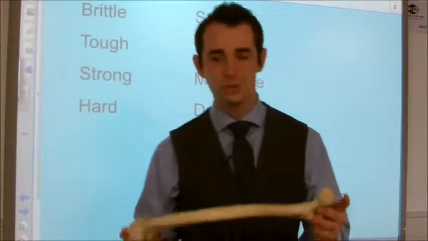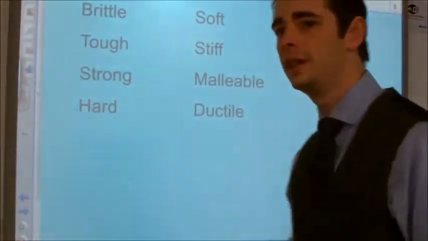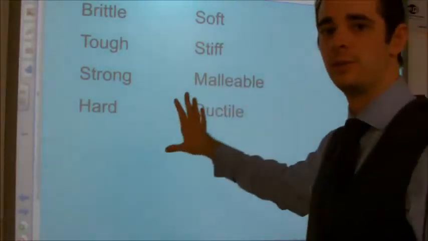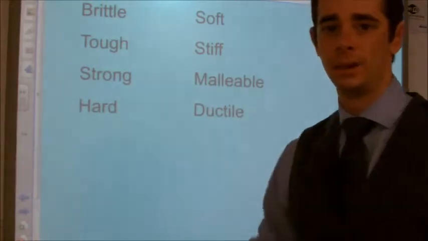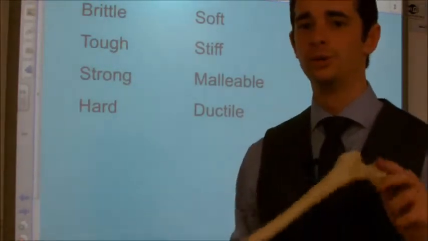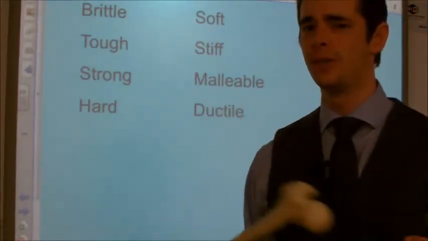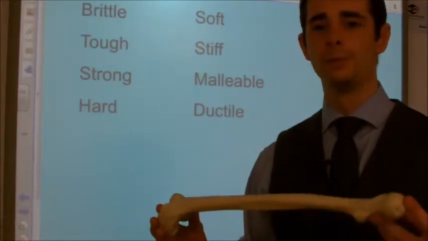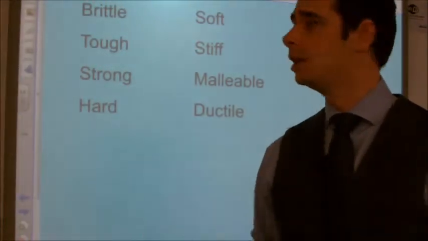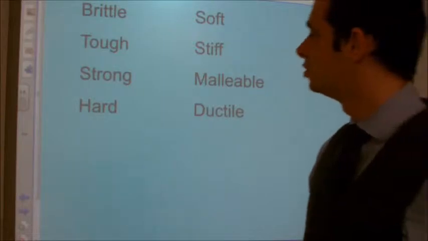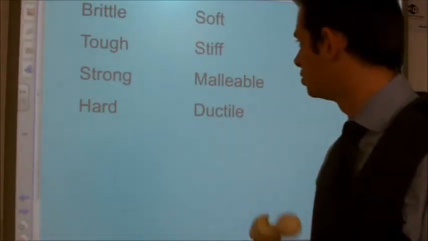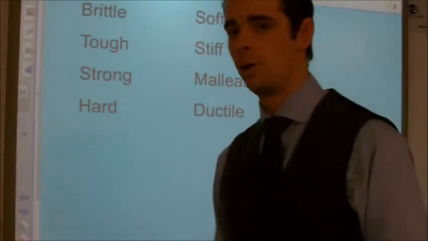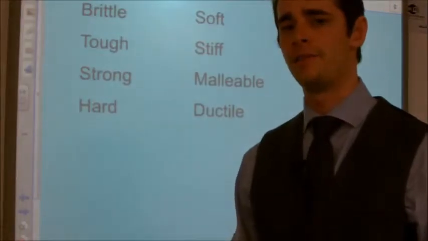I've got here a piece of bone. What I'd like you to do is, thinking about the keywords that we talked about right at the start, those eight key terms, which of those would you use to describe bone as a material? Is it brittle, is it tough, is it strong? Is it hard? Is it soft, stiff, malleable, or ductile? Have a think about that.